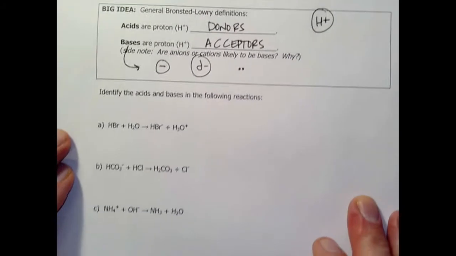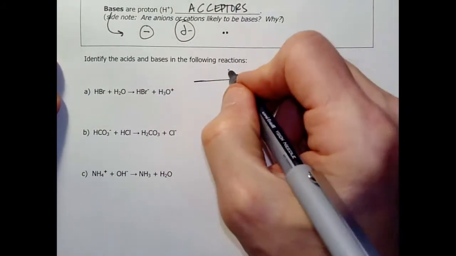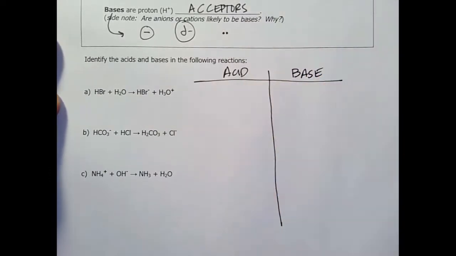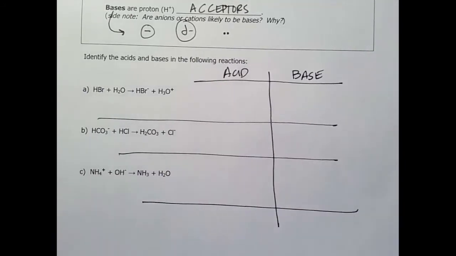Okay, so then this is trivial, but let's make a quick table. Acid, base, in each of these reactions. Stop the video, sort that out real quick. It's trivial. All right, you sorted it out, right?